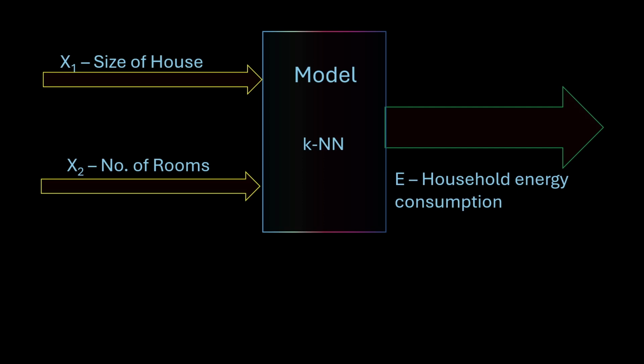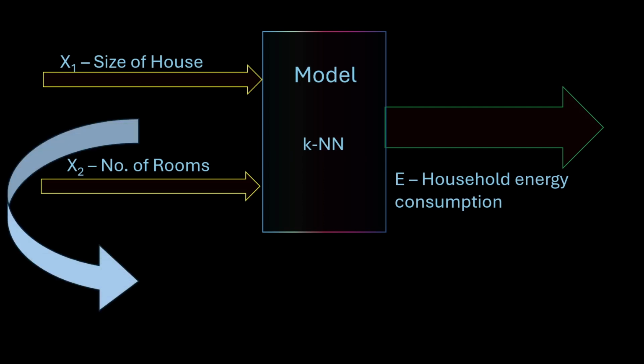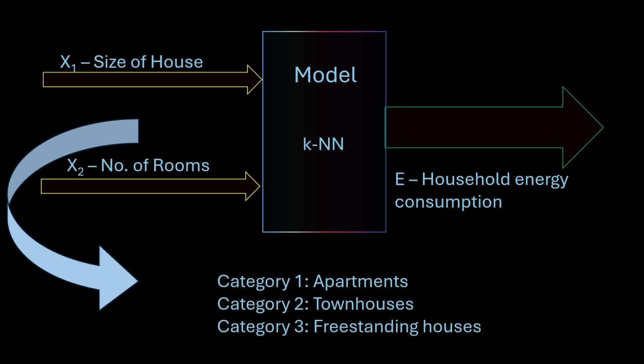So we have data that we have collected from a variety of different places. In fact, we can say that this data is coming from three different categories. That's apartments, townhouses, and freestanding houses. So we go to all of these different places, we categorize it into these three categories, and then we order this information into the size of the house and the number of rooms, and that becomes our input data set. And we're going to use that to develop a model and correlate that to the household energy consumption using this k-nearest neighbor.